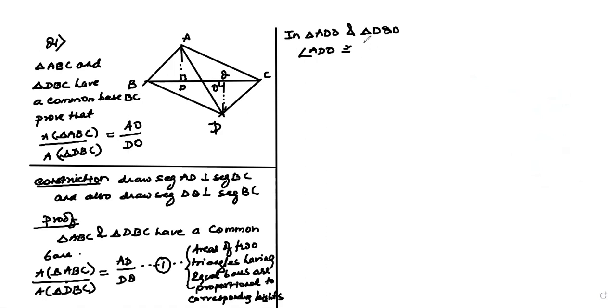Okay, angle ADO is congruent to angle DQO. What is the reason, children? Each is 90 degrees. Okay? Perpendicular, we are done. So they are 90 degrees, making 90 degree angles at BC.